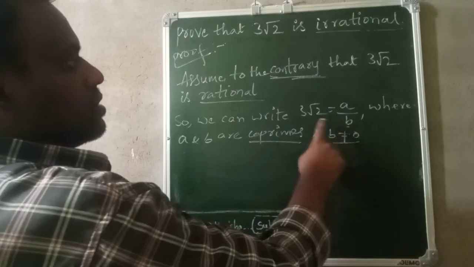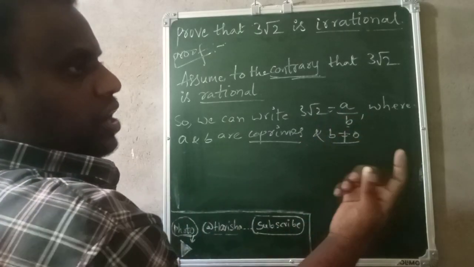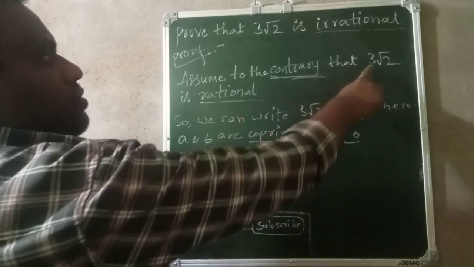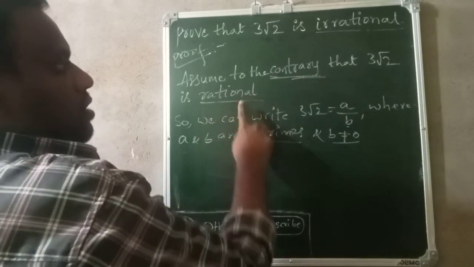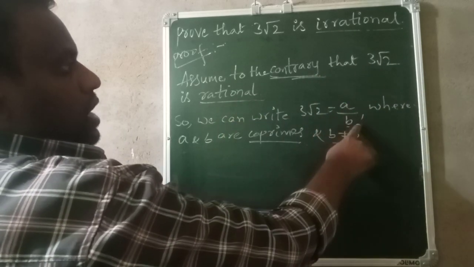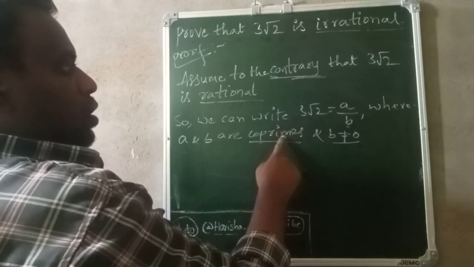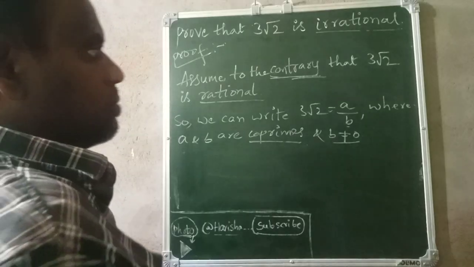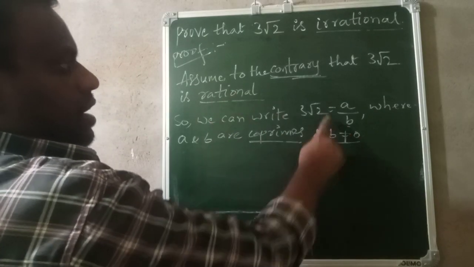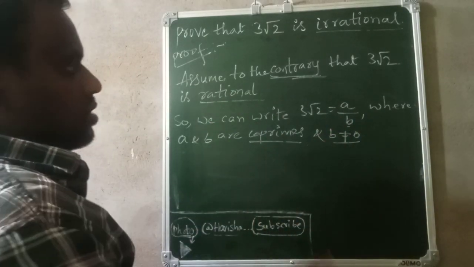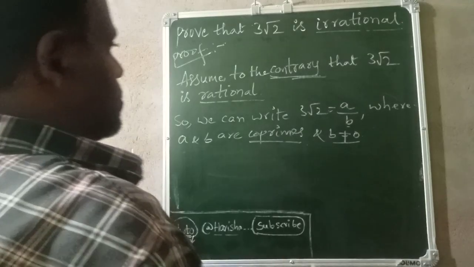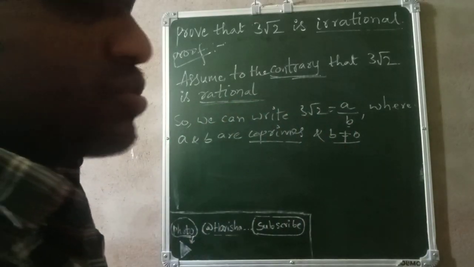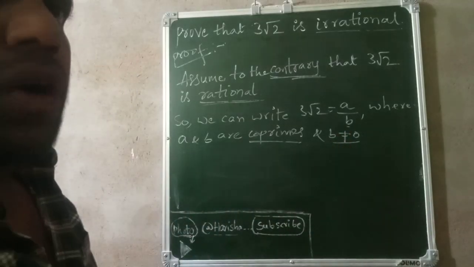So how did we get this? 3 root 2 is equal to a by b. How did we get it? Because we assumed 3 root 2 is rational. When 3 root 2 is rational, we can write 3 root 2 is equal to a by b, where a and b are co-primes, and b is not equal to 0. Because of this rational, we can write like this. There is nothing wrong. This is correct. So based on this, we have written this. Don't confuse how we got this.